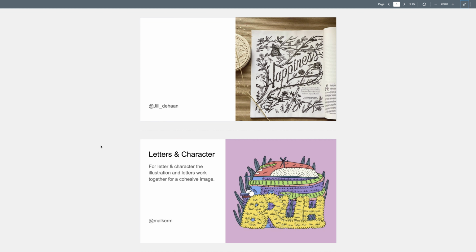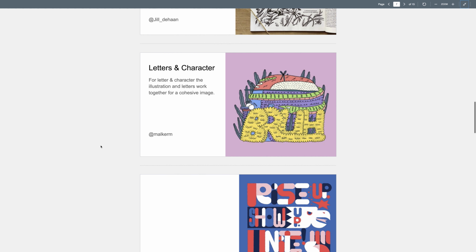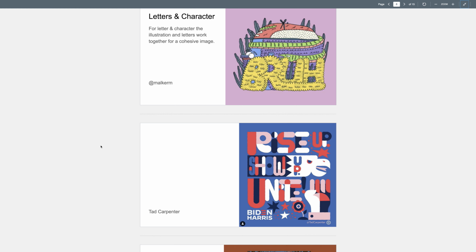So, switching gears, the idea of letter and character is slightly different. With letter and character, they're not fully integrated, but at the same time, it does create a cohesive illustration. In this one by Tad Carpenter, the letters are really well designed, and the illustrations and the words all go together in this one theme. They have similar details.